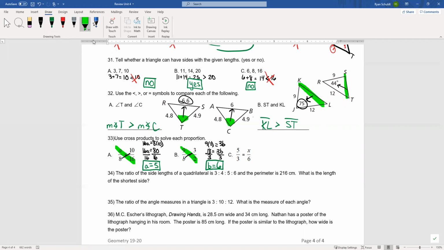And then we got C. So 5 times 6 equals 3 times X. 5 times 6 is 30. Divide both sides by 3, and we get X equals 10.